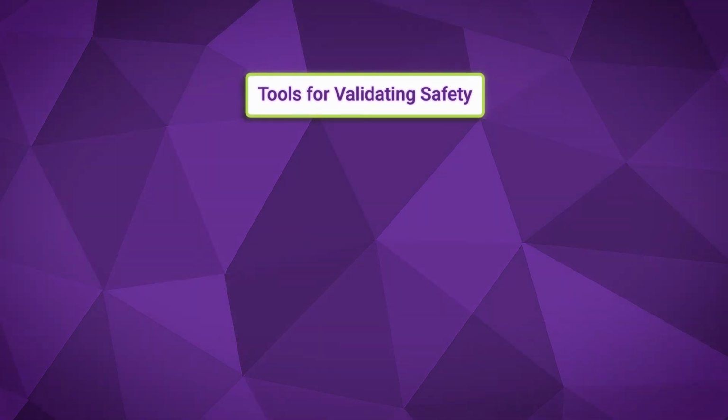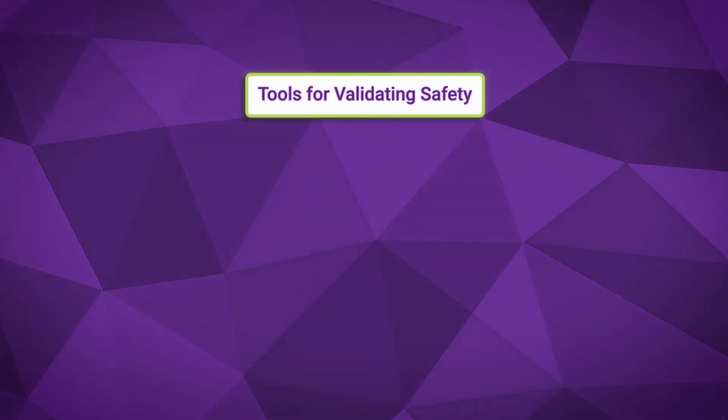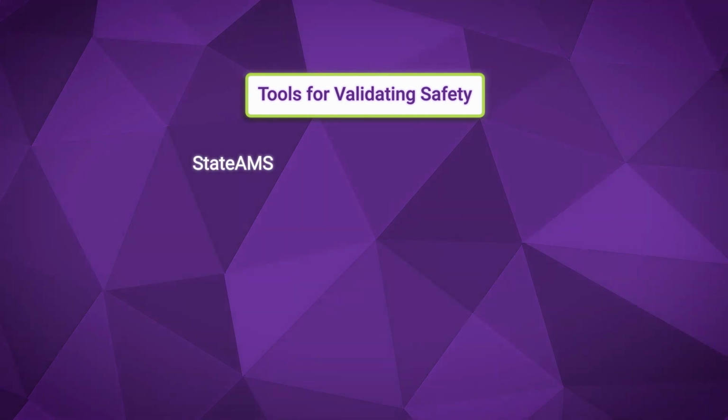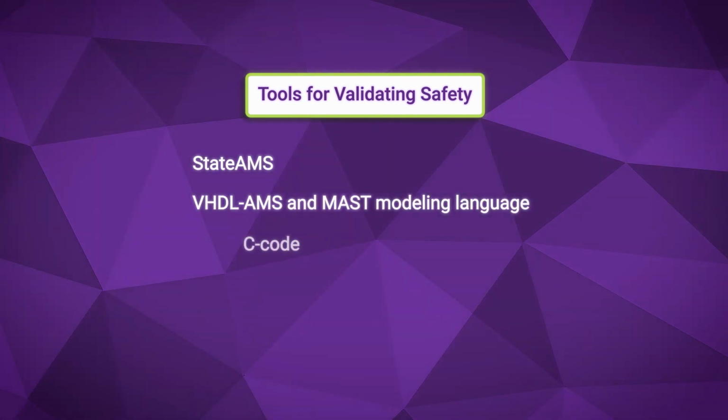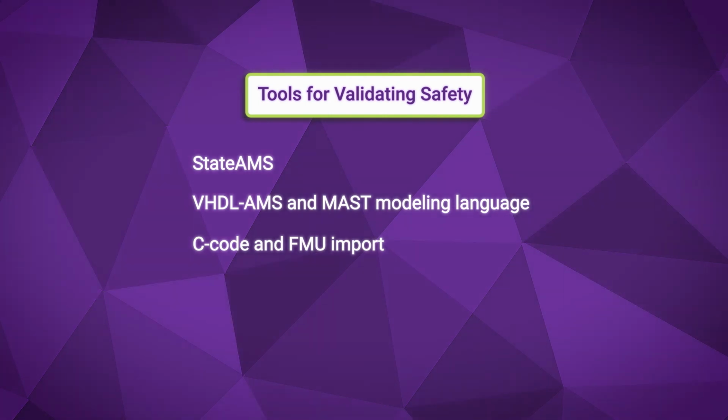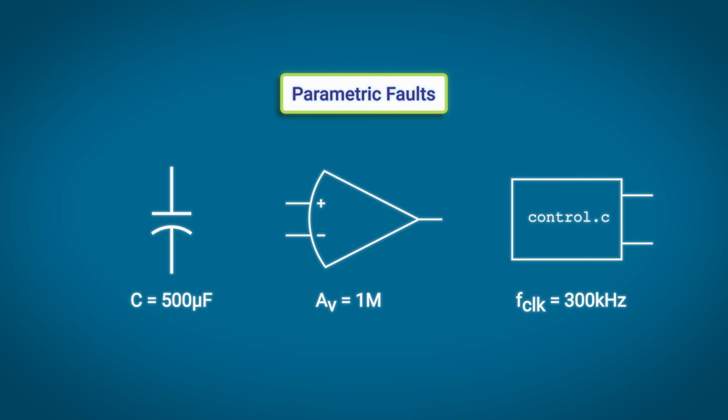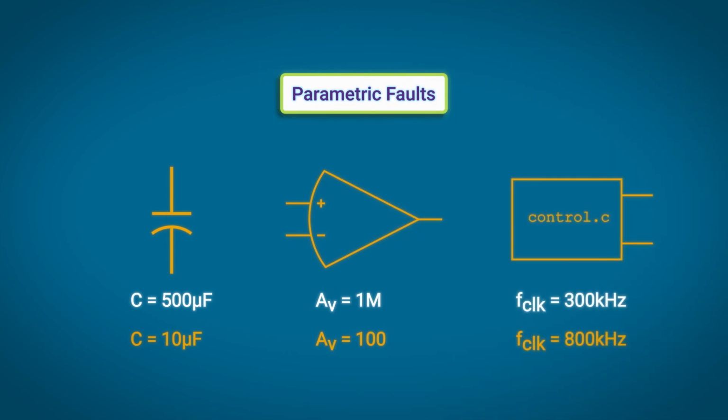Sabre offers a variety of capabilities to develop and validate safety mechanisms with state AMS, hardware description languages, support for C-code and functional mock-up units, and co-simulations. We can also define parametric faults, letting us degrade components or change their performance characteristics. For example, we can observe the effects of a filter capacitor losing most of its value, monitor amplifier performance if the gain of an op-amp deteriorates, or see the impact of software faults on a controller by changing its clock frequency.